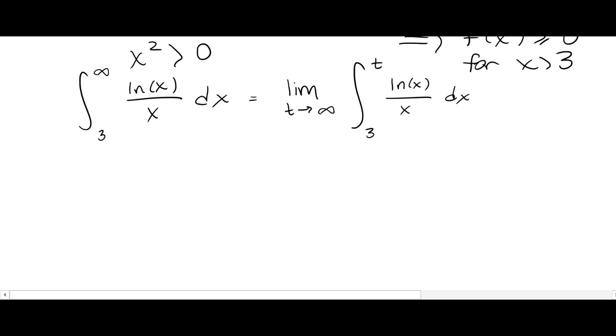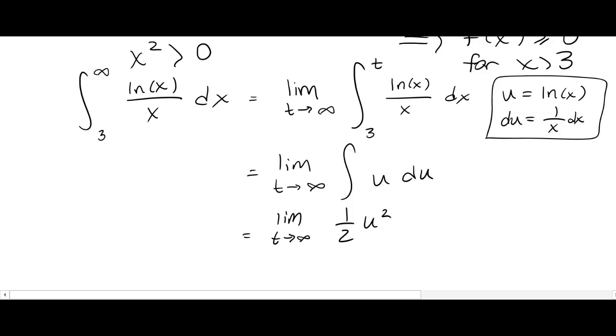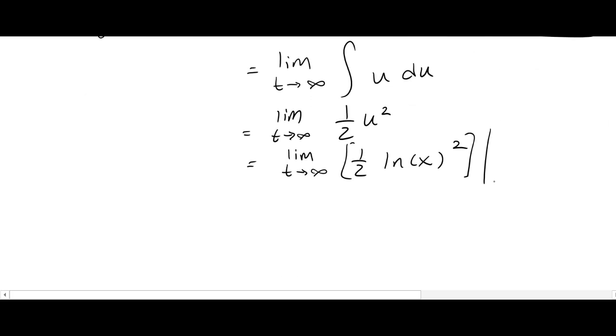To integrate this, we can do a u substitution with u equals natural log of x and du equals 1 over x. So with this substitution, the integral just becomes u du, which turns into 1/2 of u squared, which is 1/2 natural log of x squared, evaluated from 0 to t.